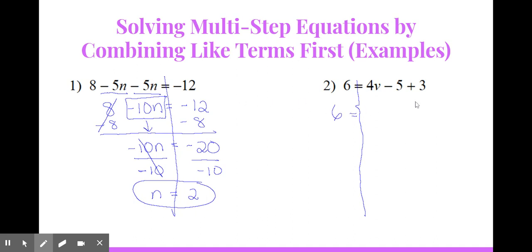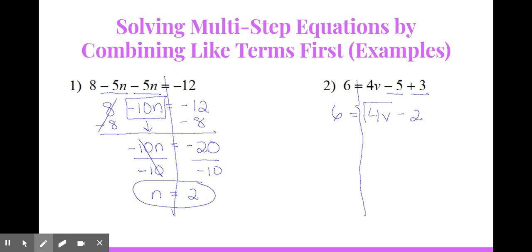Equals. The right-hand side has a lot of terms. 4v minus 5 and plus 3. The 4v is the only term that has a v attached to it, so I'm going to bring that down. But now when I look at my constants, I see this negative 5 and I see this positive 3. They're both constants, so I can combine those together. Negative 5 plus 3 leaves me with negative 2.